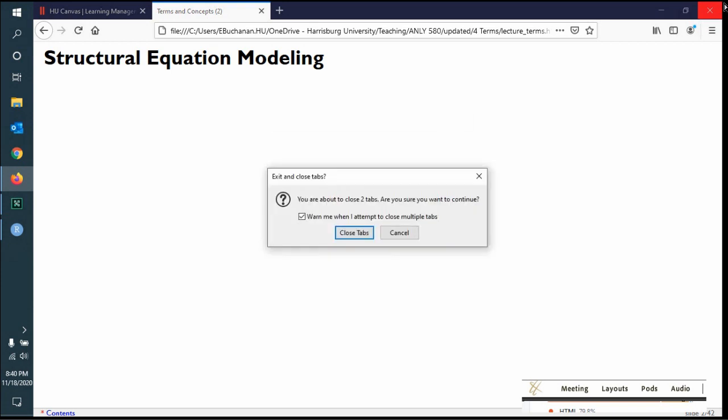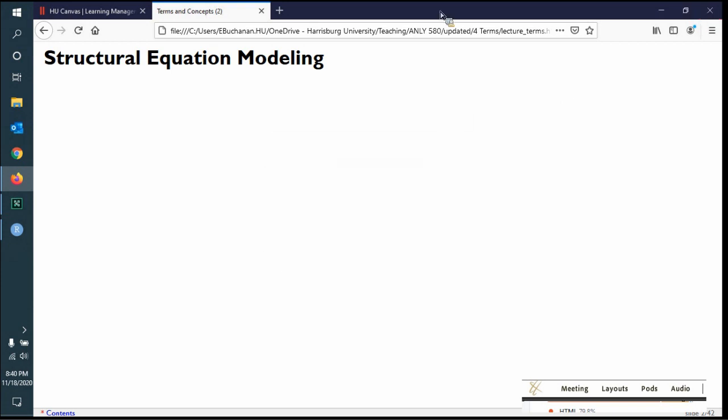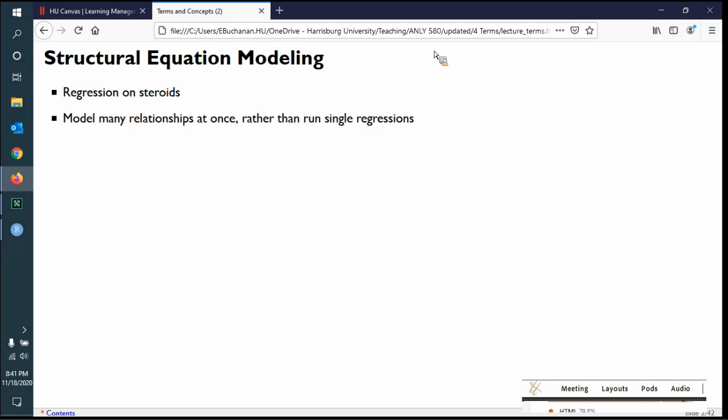With structural equation modeling, this is regression on steroids, right? Instead of running one individual regression at a time, we can actually run many regressions simultaneously. So we can look at a whole set of relationships at once rather than one thing at a time, which is really handy, especially because generally regression has one dependent variable and one independent variable. Now we're not limited by that anymore. We can have multiple independent and dependent variables.